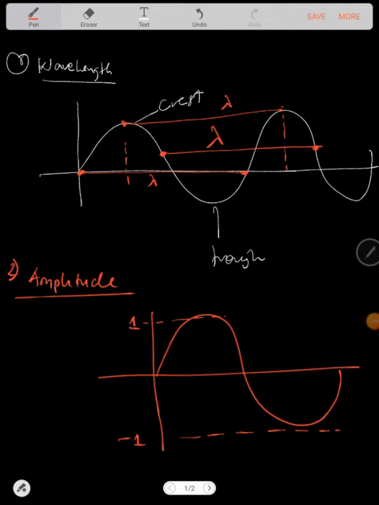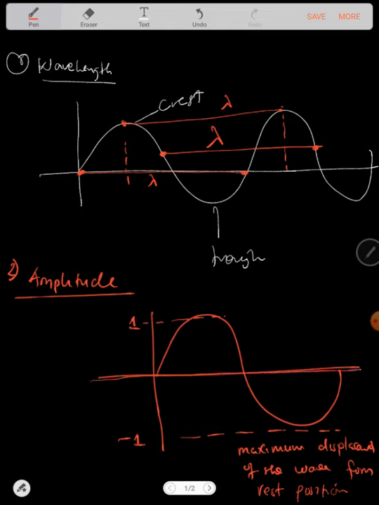Now, what is amplitude? Amplitude is the maximum displacement of the wave from its rest position. So the rest position of the wave is always this line, which is 0. So in this case, the amplitude is from there to there, which is 1, or from there to there, which is also 1. So we ignore the signs. It can either be up there, or it can be down here.